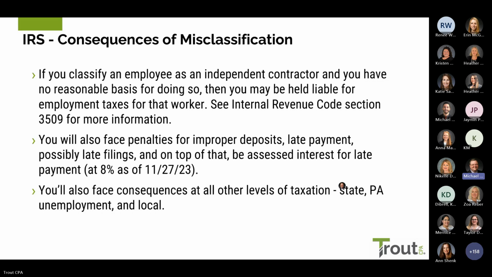We're now at 8%. Then on top of that, once the IRS determines they're an employee and has assessed their payroll taxes, they're then going to report down the chain to the state, to PA Unemployment, to your local taxing authority, that they should be seeing a W-2 for these misclassified employees as well. Which means more penalties. It means more taxes due.